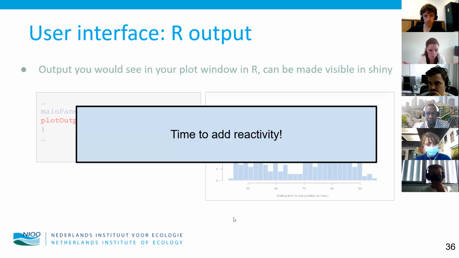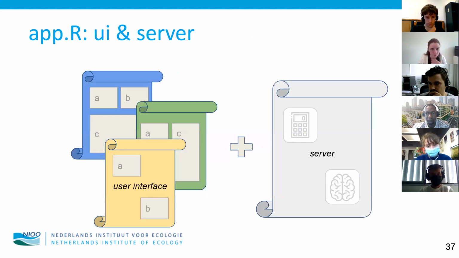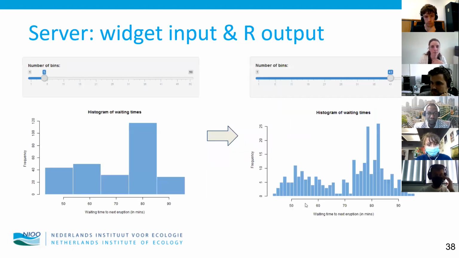So that's all cool. So we now have an idea of what type of elements we can work with, but how do you actually add the reactivity to your app, right? Because this is just buttons and nothing is connected yet. So we now talked about the user interface, left part, and we're going to focus a bit on the right part, the server side, which ensures that if you move this button to the right, you get more bins, for example, in your histogram.